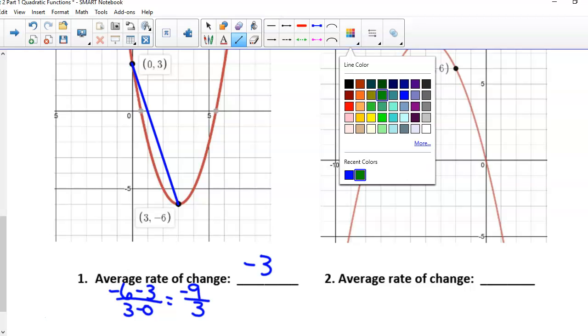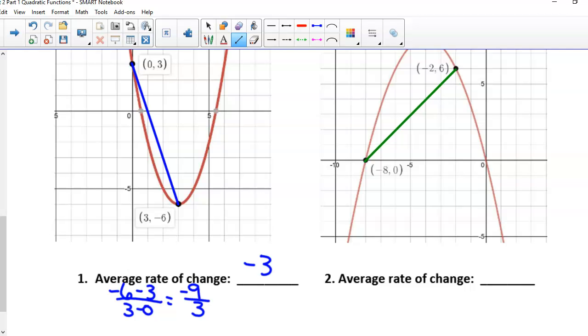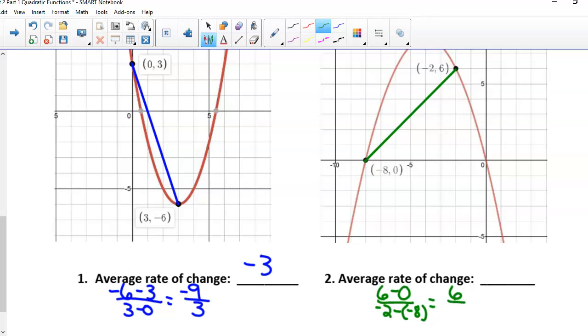Okay, now we're going to take a look at the second one. And so again, I'm going to connect them with a straight line. And then I'm going to take the difference in my y values. So the second one is 6, the first one is 0. And then the difference of my x values, well, the -2 was with the 6, so I have to start with that, minus, and then -8 was with the 0. So 6 minus 0 is 6. And then -2 minus -8, that becomes +8. So that gives us a -6. No, that's a +6, which gives us 1.